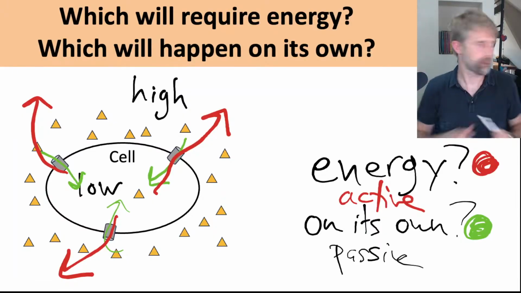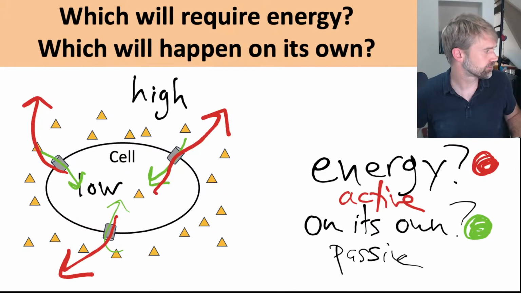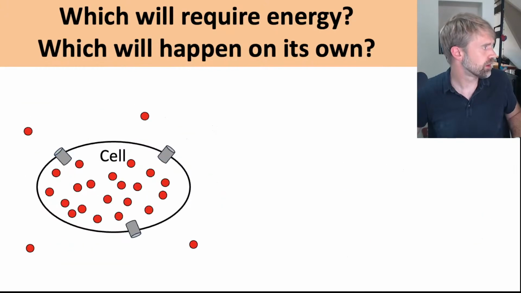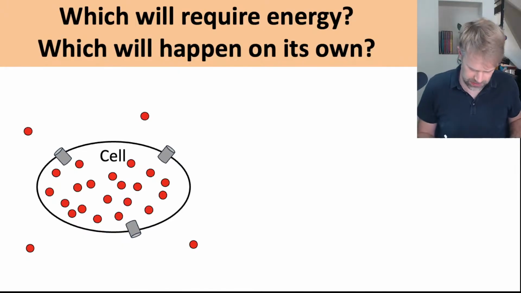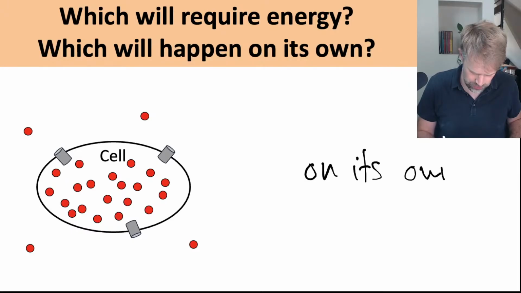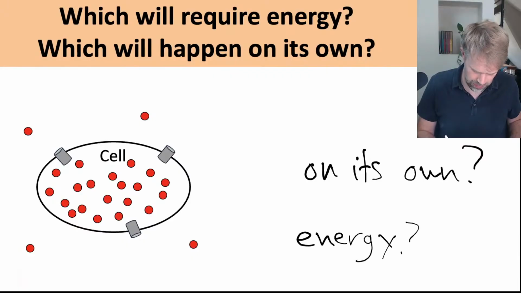Okay, let's look at another example. Okay, here we go. Let's think about this just like I did before. Which is going to happen on its own, which direction, and why, and then which is going to require energy. And remember, this is going to be passive transport, and the energy is going to be active.